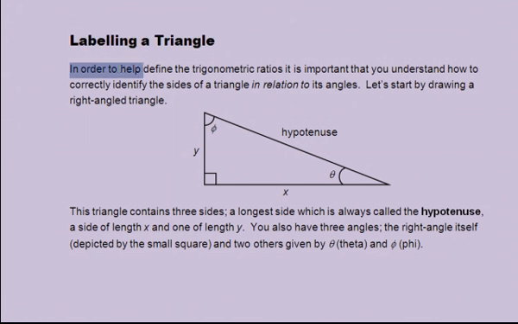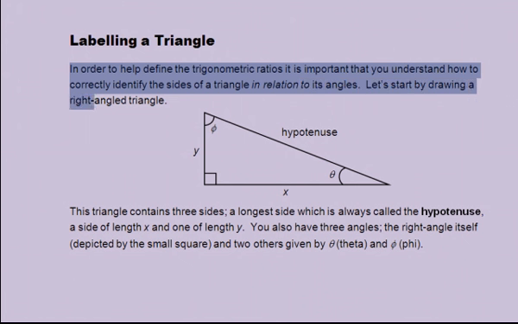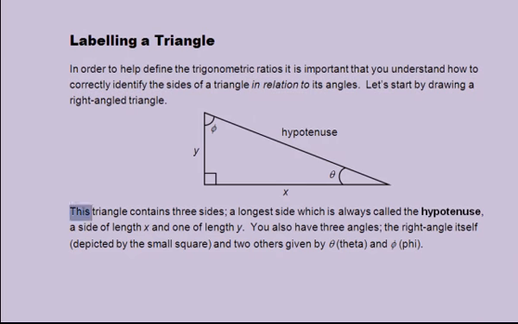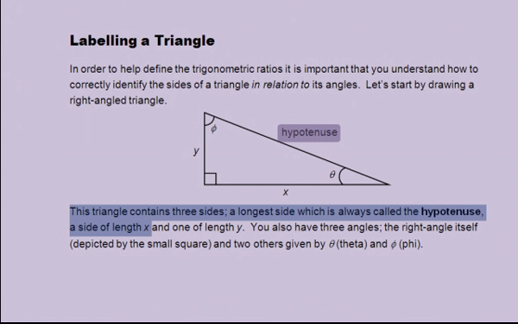Labelling a triangle. In order to help define the trigonometric ratios, it is important that you understand how to correctly identify the sides of a triangle in relation to its angles. Let's start by drawing a right-angled triangle. This triangle contains three sides: a longest side, which is always called the hypotenuse, a side of length x, and one of length y.